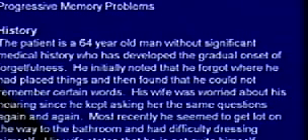Case 11. Chief complaint: progressive memory problems. The patient is a 64-year-old man without significant medical history who has developed the gradual onset of forgetfulness. He initially noted that he forgot where he had placed things and then found that he could not remember certain words. His wife was worried about his hearing since he kept asking her the same questions again and again. So most recently, he seemed to get lost on the way to the bathroom and had difficulty dressing himself. His wife states that he is not quite himself.